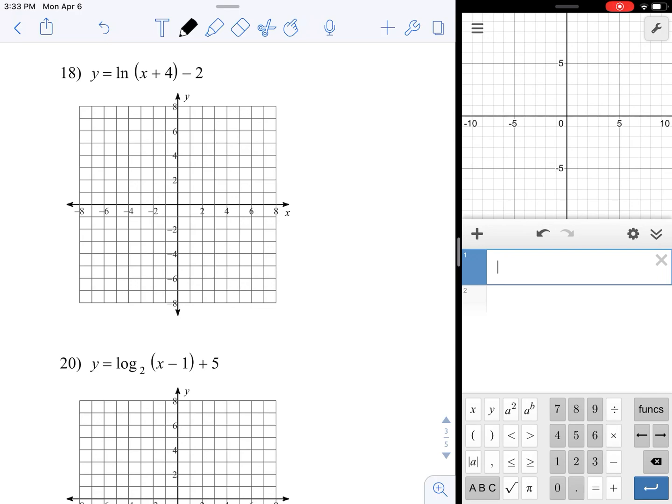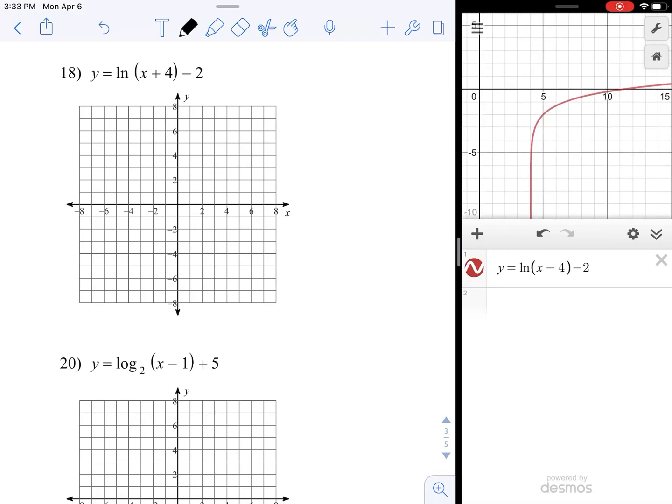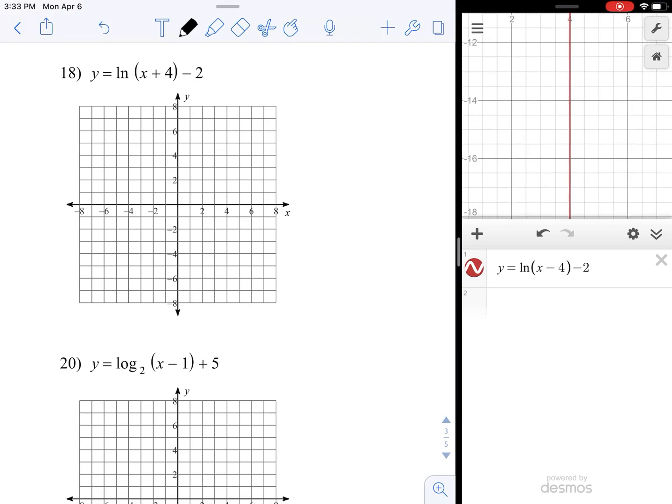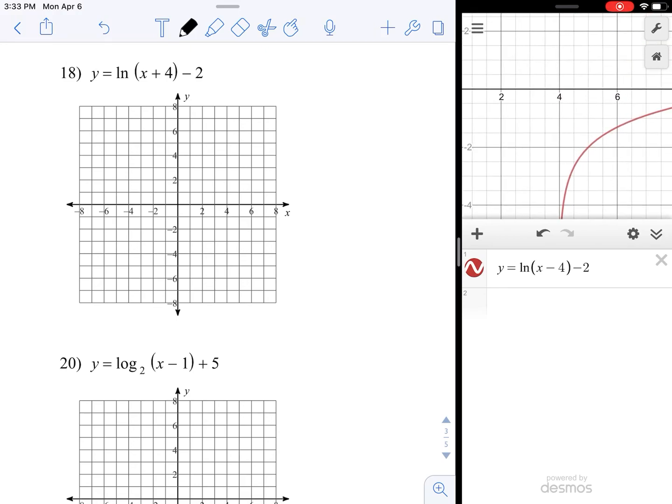Number 18, y equals ln(x - 4) - 2. Remember, ln is just a logarithm whose base is e. So y equals function ln, x minus 4 in parentheses, minus 2 outside parentheses. So now I want to try to graph that on my graph paper here. Can you look at this and see what is the vertical asymptote? I think it's pretty obvious that it kind of straightens out at 4. So whether you like to do it or not, I like to draw in that vertical asymptote.